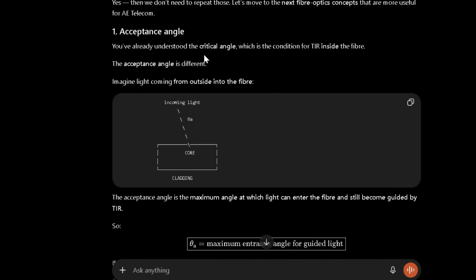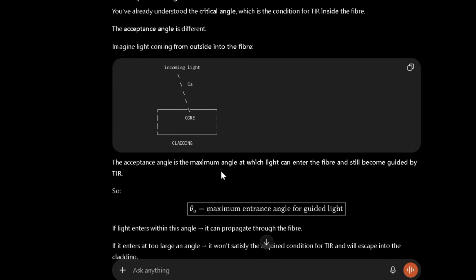There is a critical angle, which is the total internal reflection happening inside the fiber. The acceptance angle is different. Imagine light coming from outside into the fiber. The maximum acceptance angle is the maximum angle at which light can enter the fiber and still become guided by total internal reflection.